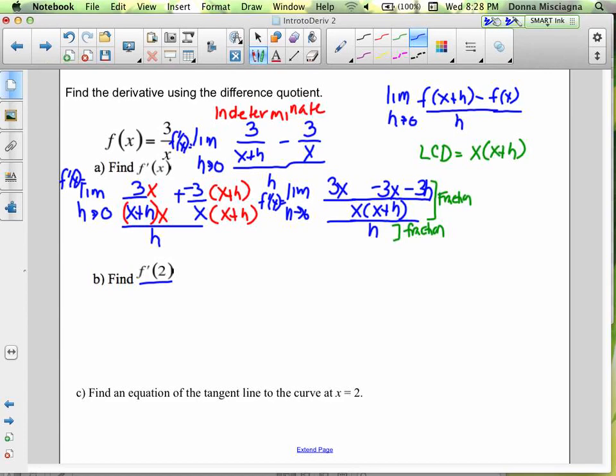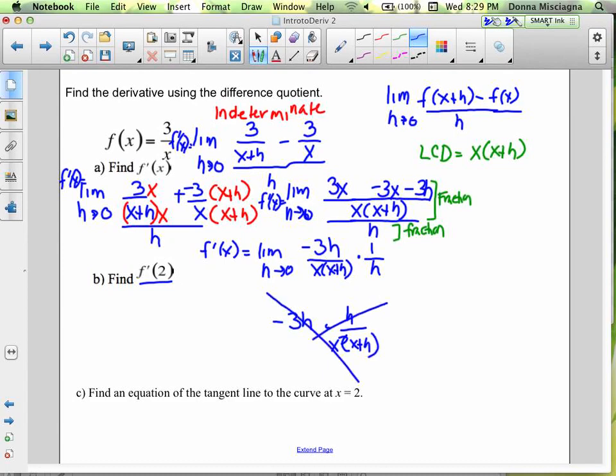All right, so now we're simplifying, so we have f prime of x equals the limit as h approaches 0, and that would be negative 3h divided by x times x plus h. That's one fraction, and now is a good time to just rewrite that divide by h as times 1 over h. All right, remember that. It looks like that when we rewrite that as multiplication. It does not look like this. It is not this. H divided by x times x plus h. No. That's just wrong.